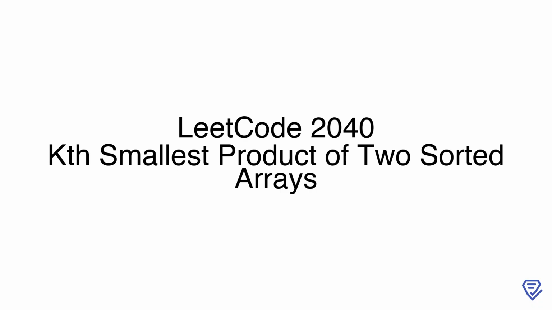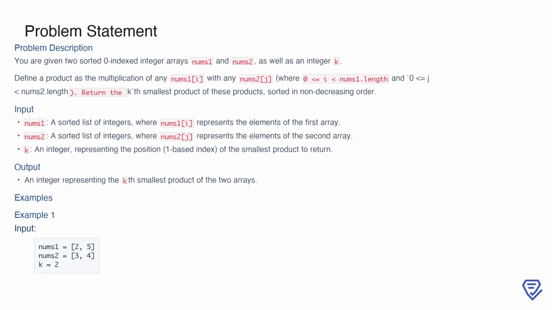Let's dive right in. In this problem, we are tasked with finding the kth smallest product from two given sorted integer arrays, nums1 and nums2. A product here is defined as the multiplication of any element from nums1 with any element from nums2. The goal is to return the kth smallest product when all possible products are sorted in non-decreasing order. The input includes the two sorted arrays and the integer k, which indicates the position of the product we are looking for based on a 1-based index. The output is a single integer representing the kth smallest product.